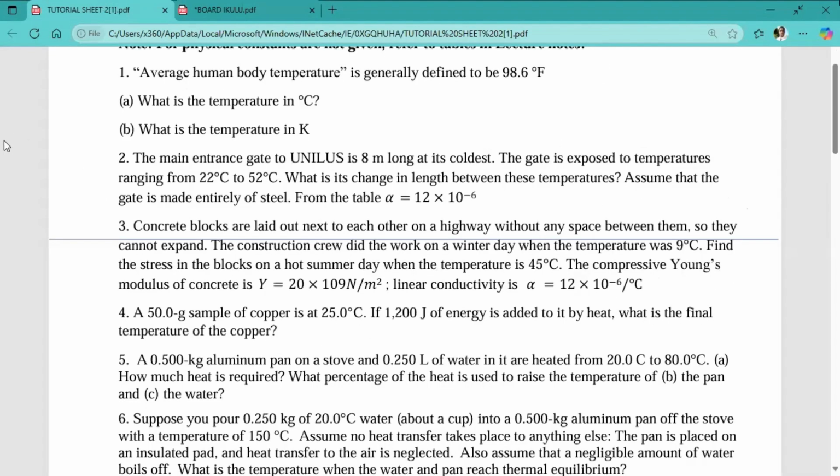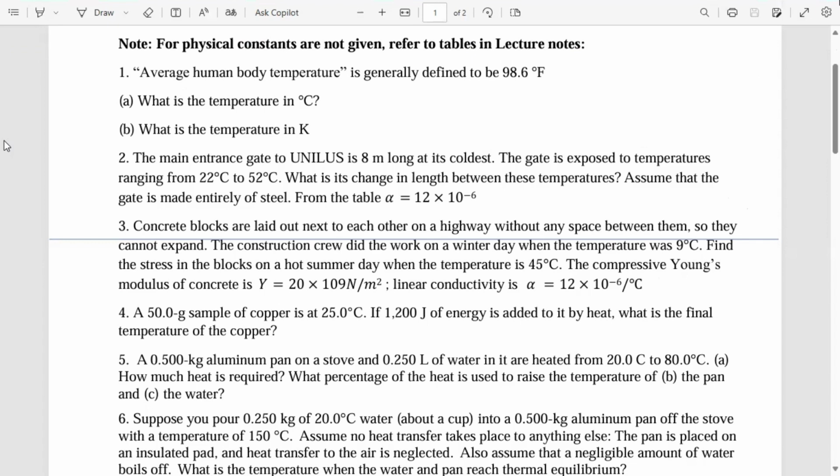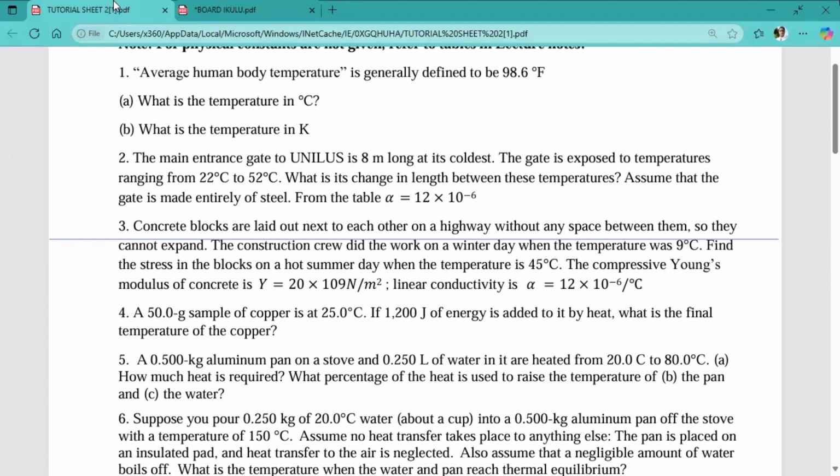Now we'll go to the next question, which is question 2, saying the main entrance gate to UNILUS is 80 meters long at its coldest. The gate is exposed to temperatures ranging from 22 degrees Celsius to 52 degrees Celsius. What is its change in length between these temperatures? Assume the gate is made entirely of steel. From the table, alpha is equal to 12 times 10 to the power minus 6. Alpha is supposed to have units here. They made a bit of a mistake, but we'll take it the way it is.